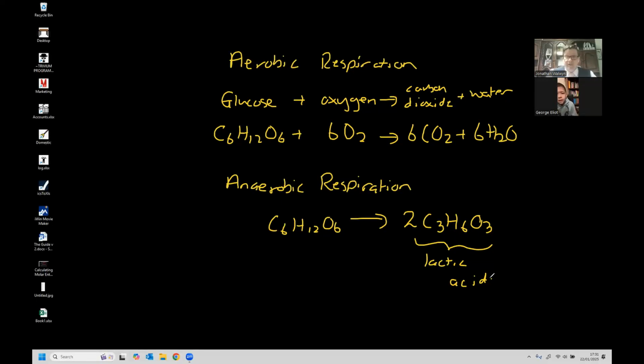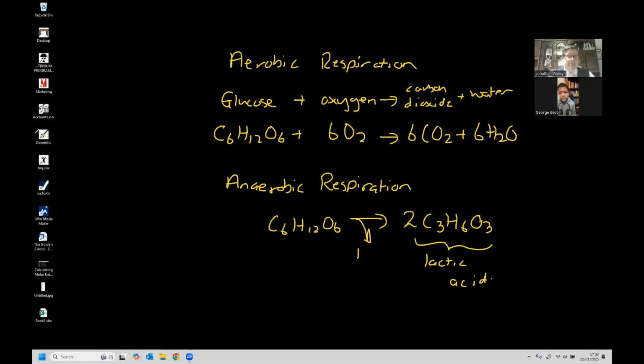Lactic acid is what's made when you anaerobically respire. In other words, you get the energy out without oxygen. Now, this one you get a little bit less energy than you do from this one, where you get more, all right? But you get it quite quickly. So you get the energy quickly, but you don't get as much energy from it.